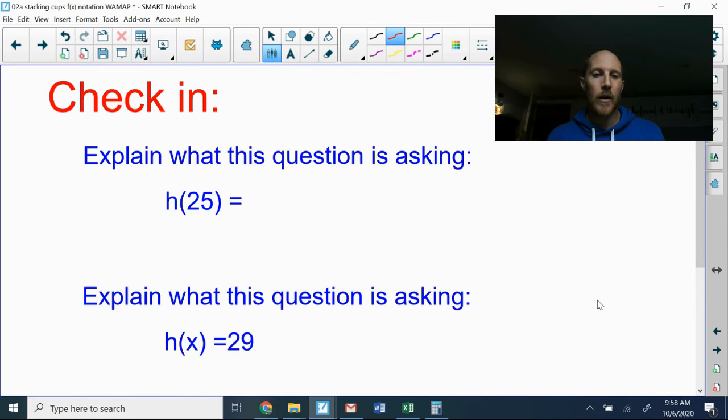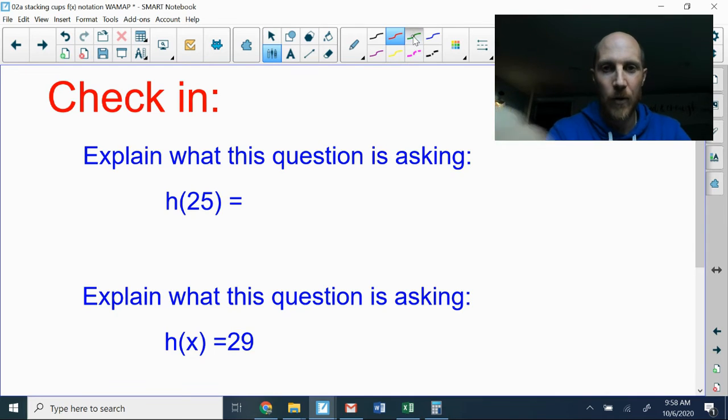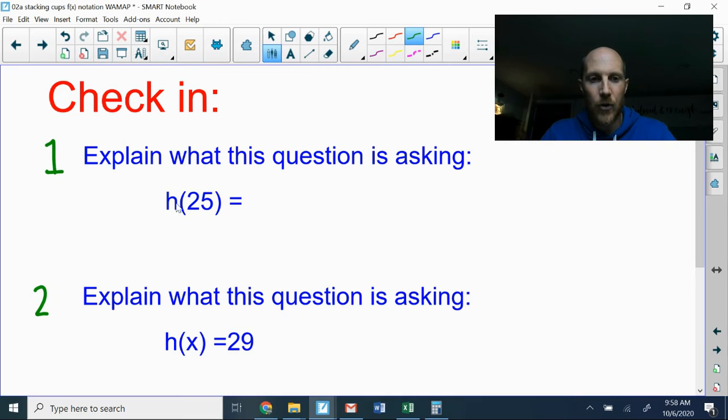Just as a check-in, here's two questions. Explain what these questions are asking, one at a time, so we'll call it question one and question two. Explain what this question is asking. If I said h parentheses 25 equals, not the answer, I don't know what the answer is, just what does that mean? And secondly, explain what this other question is asking, the h and then parentheses x equals 29. And again, I'm not looking for the number answer, whatever that would be. I just want to know, what does this mean? So I'll hit pause and I'll let you answer. Okay, I got my answers.